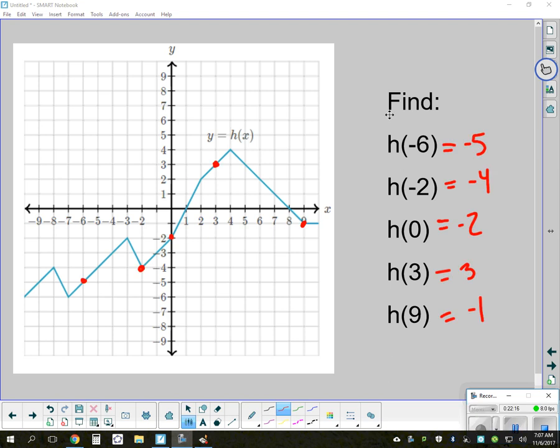Okay, so here's my outputs. Here's my function values at h of -6. So I went over -6 on my x-axis, found my point, and the y value was -5. So that's what I wrote. Did that for all of them. Check them out. Make sure you're getting them right.